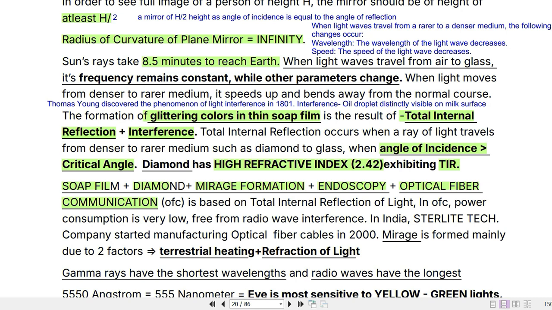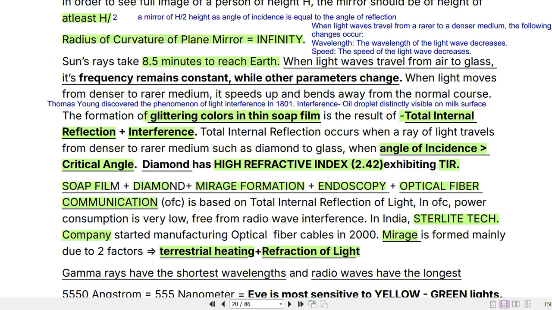Mirage is formed mainly due to two factors: terrestrial heating and refraction of light. So there are actually two preconditions to the formation of mirages. There should be a heated up surface, that is terrestrial heating, and then what follows is the refraction of light. So both these conditions are necessary. You must remember the name of this company, which started the manufacturing of optical fiber cables in as early as year 2000.